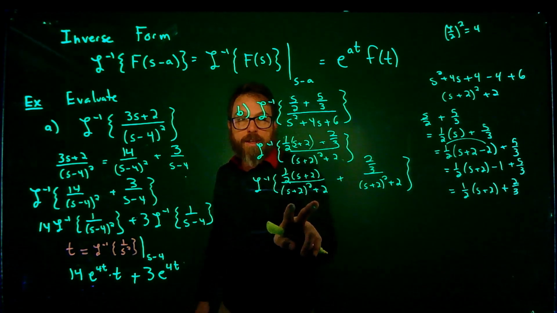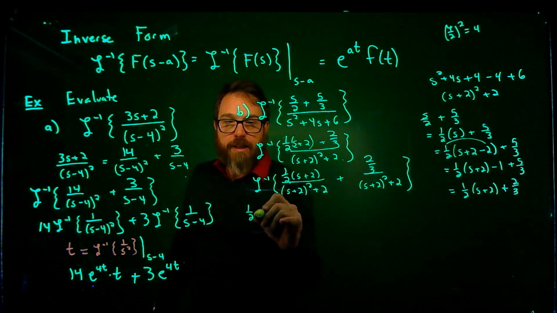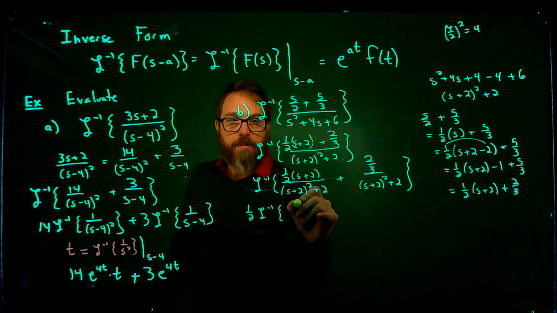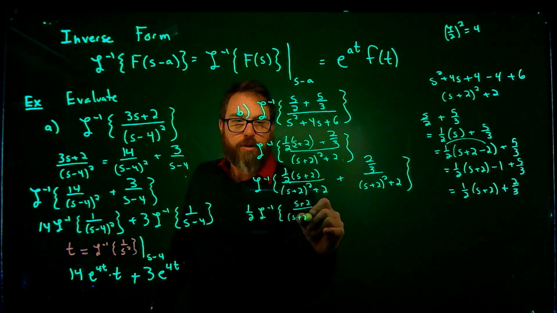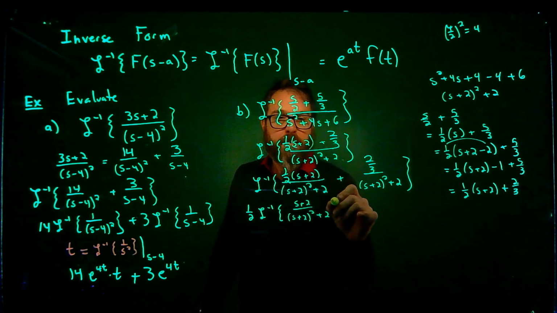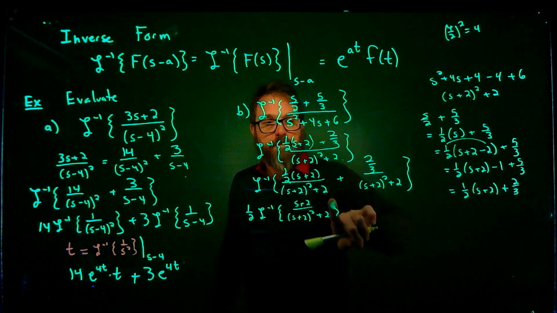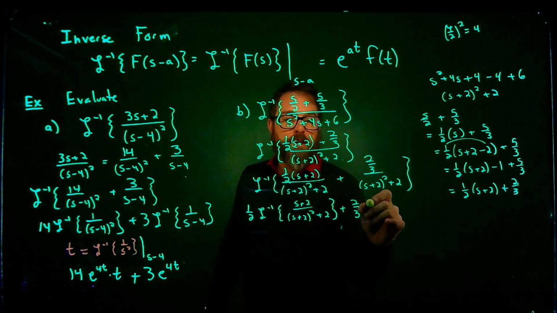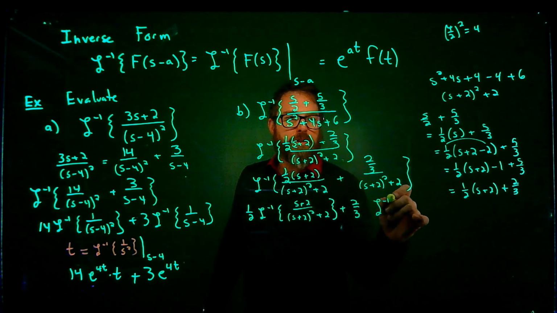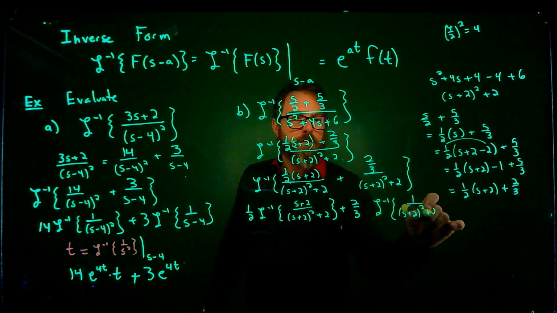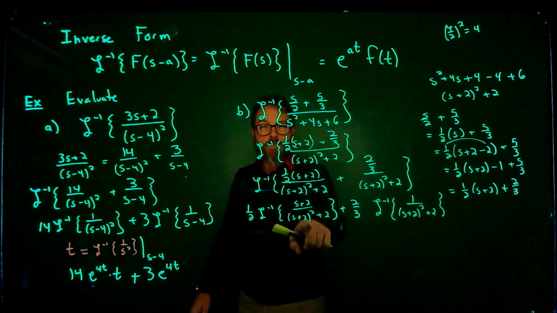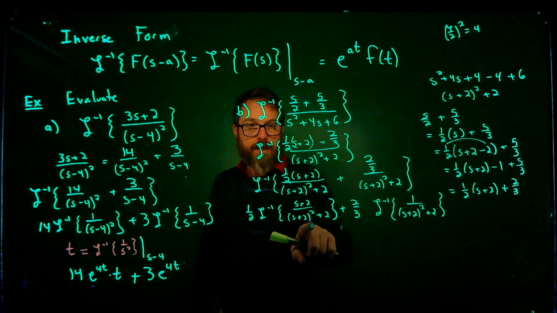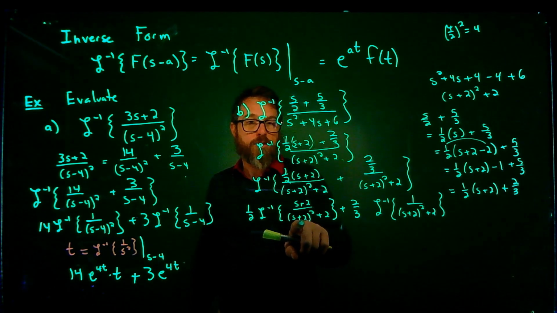Okay, so for cosine, this 1/2 can't be here. So I'm going to have 1/2 times the Laplace inverse of s plus 2 all over s plus 2 squared plus 2, plus 2/3 times the Laplace inverse of 1 all over s plus 2 squared plus 2. Okay. This one's good. You know, this immediately is that cosine. Remember, this is going to be shifted, so I'm going to have that e to the minus 2t.